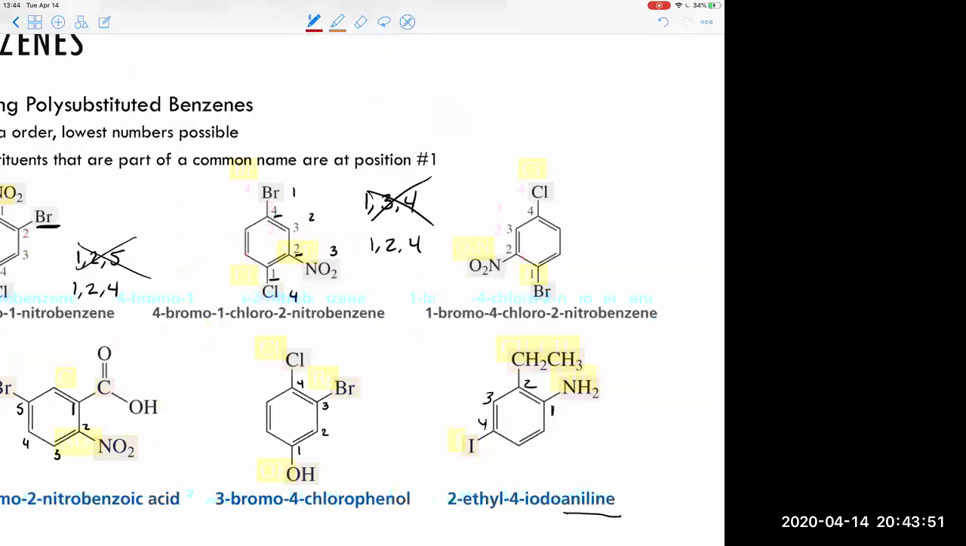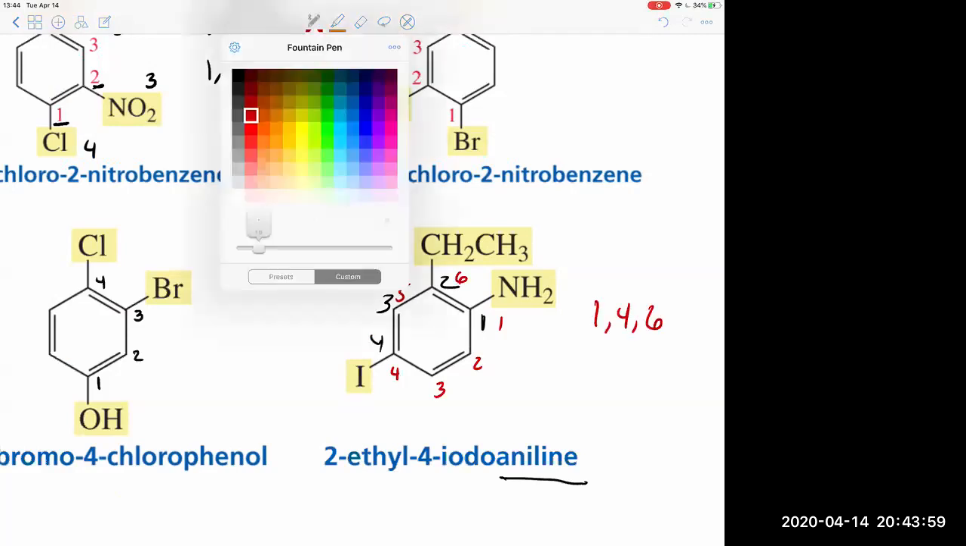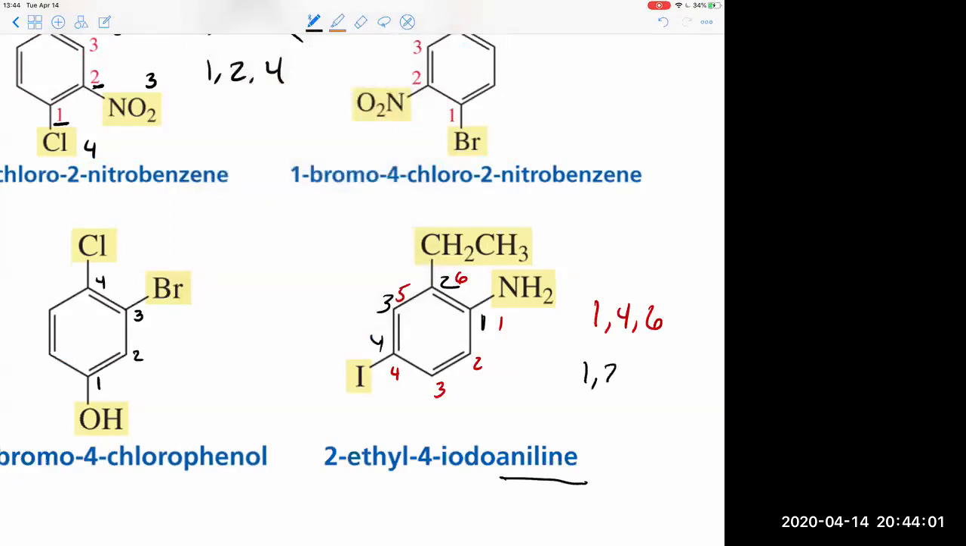So again, just to drive this home, the reason why I wouldn't start numbering the other way is because this is 1, 4, 6, whereas my black numbering scheme was 1, 2, 4.